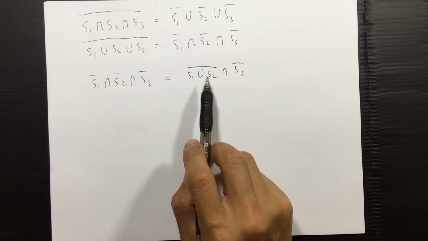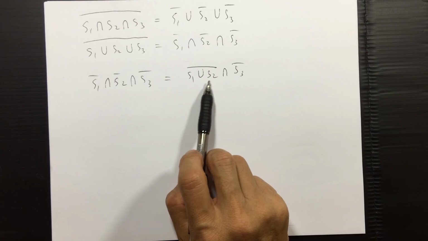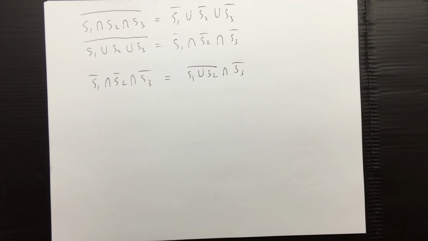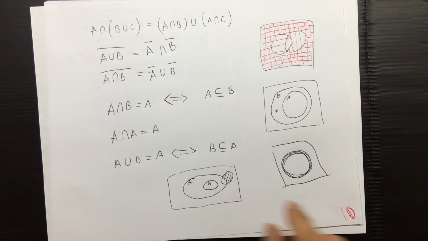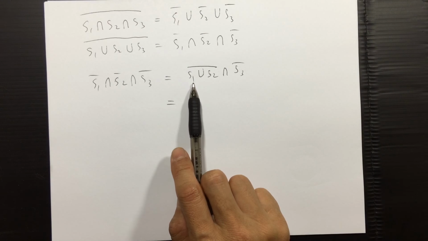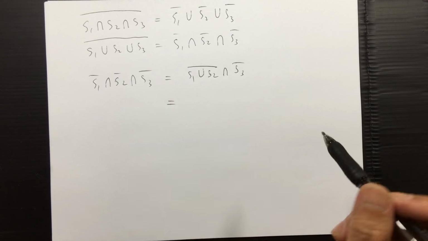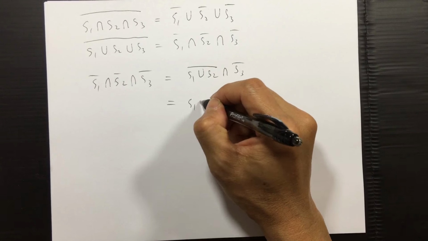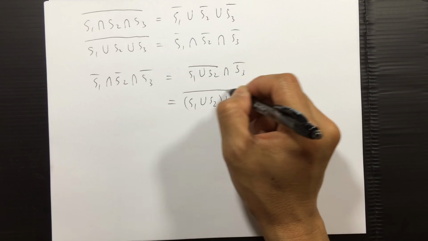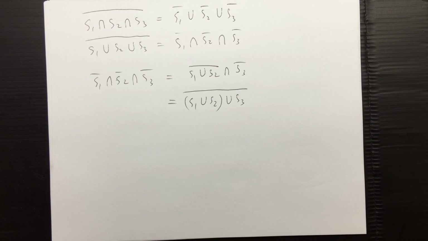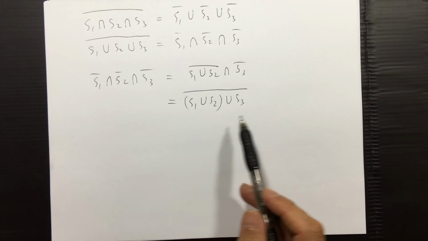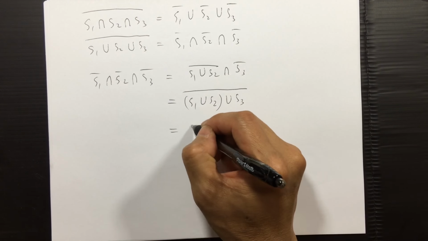Now, I'm treating this in the bracket as one thing, and this as one thing. And you use that two-element rule again. So now this equals S1 union S2, this together, is going to be union S3, right? And for union, it's just one in either. It doesn't have any order or anything. You're in any of them, you're in anyway. So the bracket can break out.